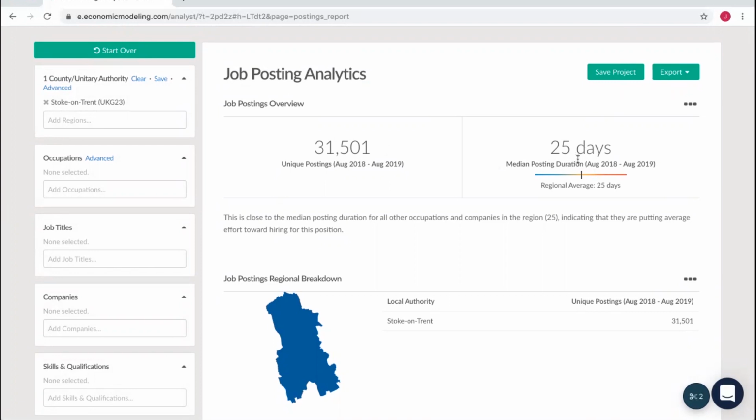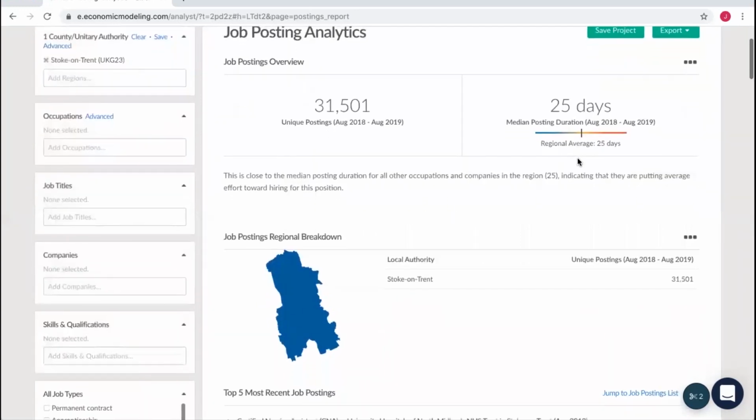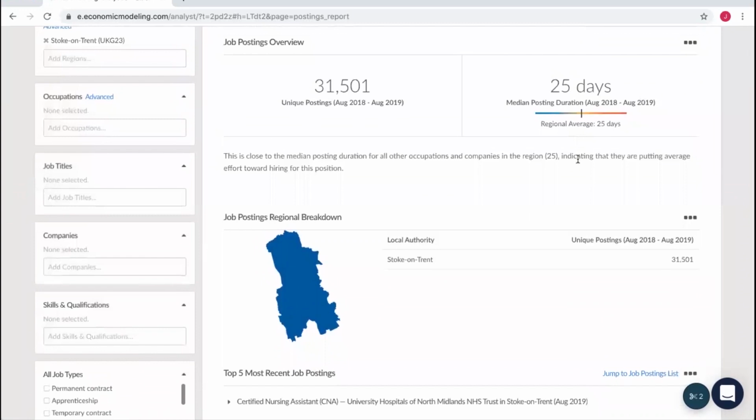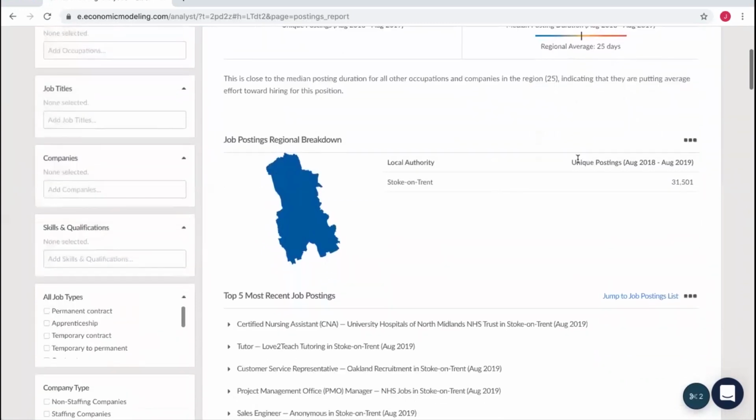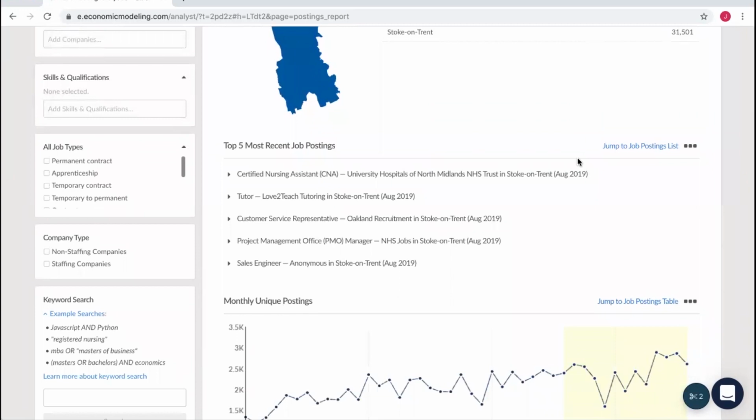And the median posting duration says that jobs are online on average 25 days within this region. So whilst we can't say for sure that the job has been filled, there's a high probability of that, but clearly some jobs will have been removed from someone's website because it's not been filled, and then it will go back on again. So just a little caveat there on the data, but the important thing is to look at the general principles that the data tells us and think about how you can use this data to inform planning.